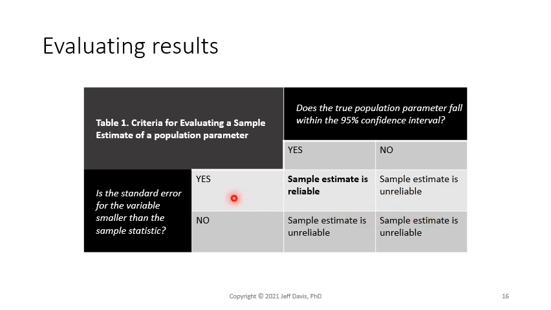So if we go yes, the standard error is smaller than the sample statistic, but the true population parameter does not fall within the confidence interval, right? Generated by that standard error, or generated in part by that standard error. Again, you're looking at an unreliable sample estimate. A reliable sample estimate here requires yes on both of these. On anything else, you have to treat the sample estimate as unreliable.